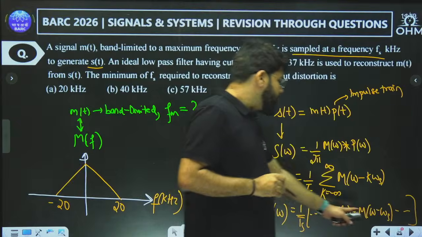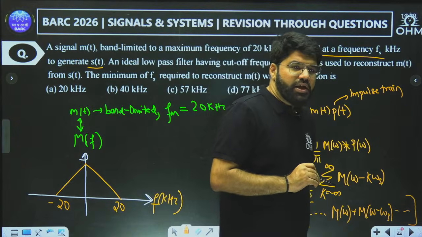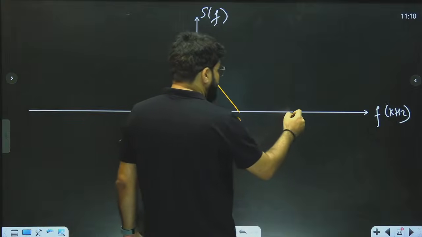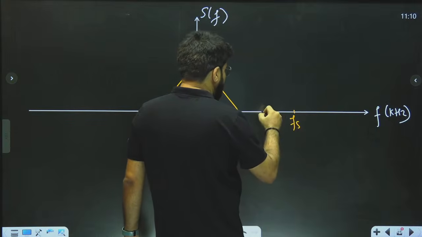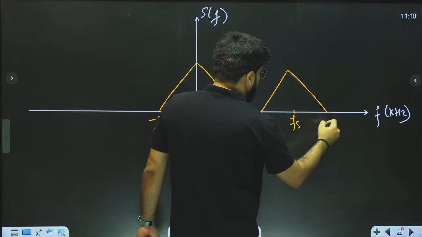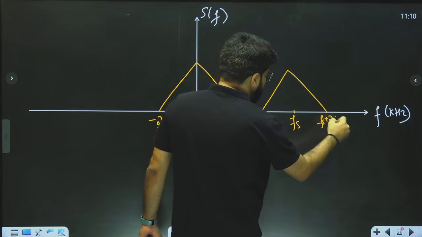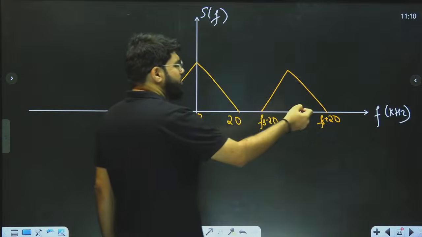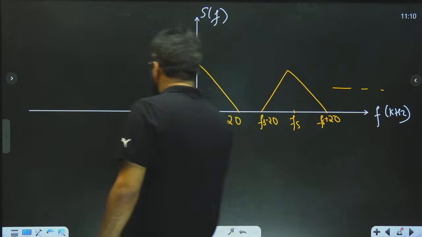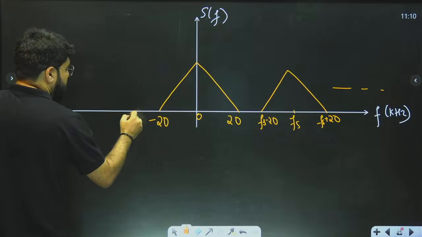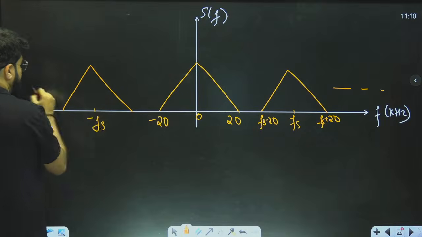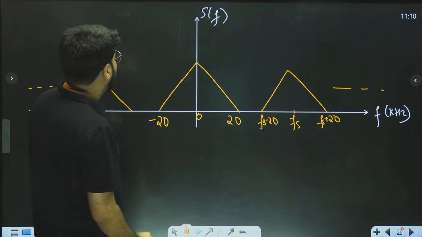Now, the next has to be right shifted by Fs. So if this is centered at origin, I will take the next one which is centered at Fs. So this is going to be Fs plus 20, Fs minus 20. And then there will be another one at 2Fs. Similarly, there will be one which is also left shifted to minus Fs, etc. Now, what is the next thing?